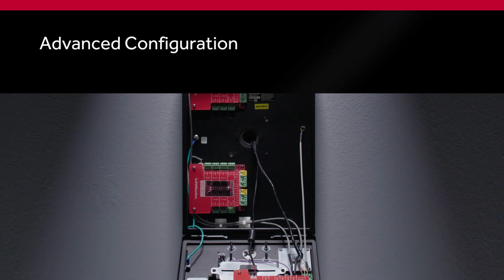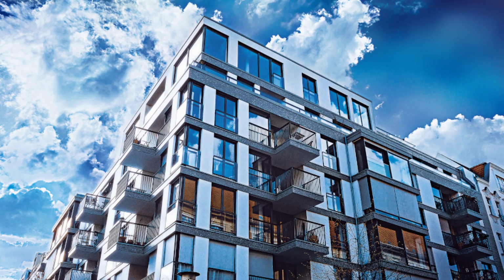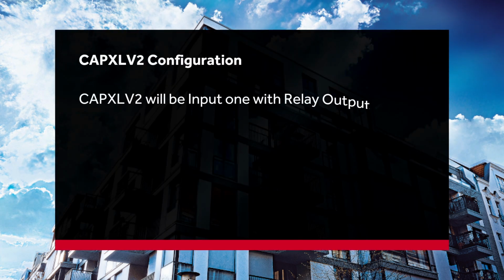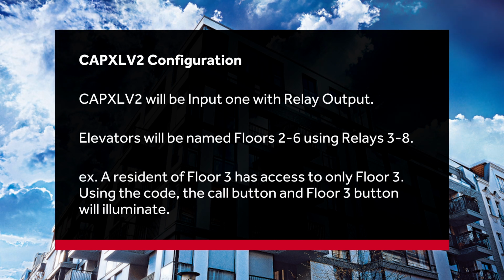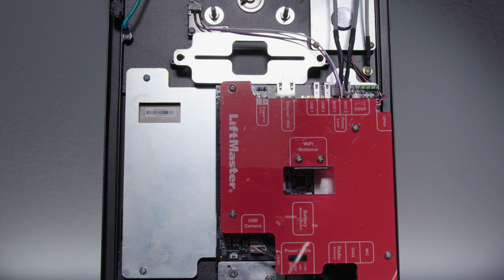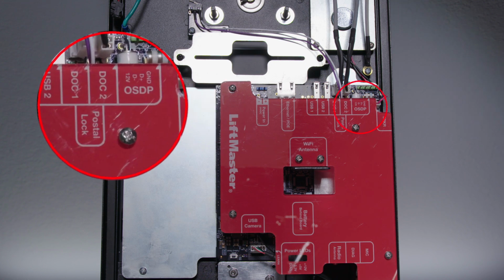Let's look at our second use case, where we'll use advanced configuration. This high-rise apartment building has a CAPXLV2 at the main entrance and an elevator that services six floors. The elevator has an OSDP reader. This advanced access control system ensures that a resident is only able to access the floor their apartment is on. For this setup, first, let us go through the hardware installation of the OSDP reader.